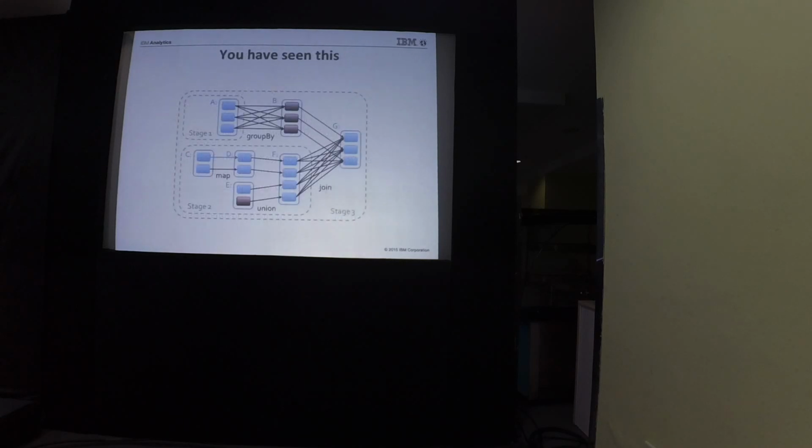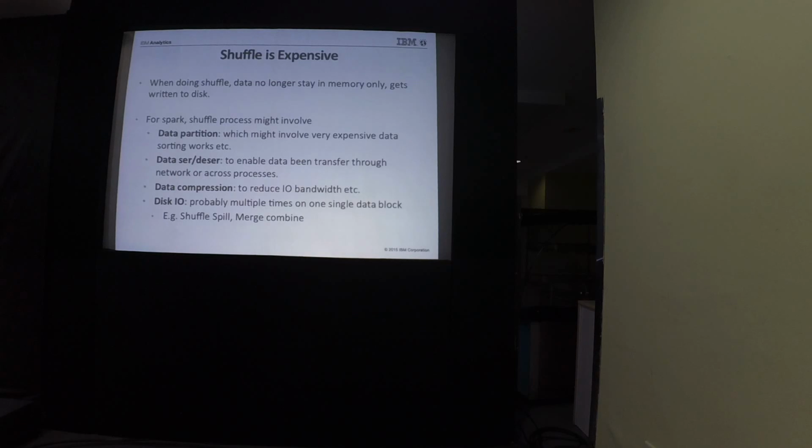So this narrow dependency, wide dependency, and any operator which calls for a shuffle breaks the stage, and that becomes one stage in Spark. I think most of you know this. Now shuffle is expensive. Why is shuffle expensive? In the case of shuffle, data no longer resides in memory; it has to go to disk. And when you go to disk and do a network transfer, certain things come in. You have to partition data. You might have to sort the data. All of these are costly operations.